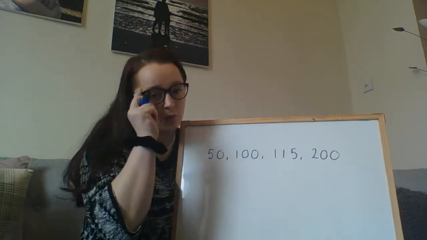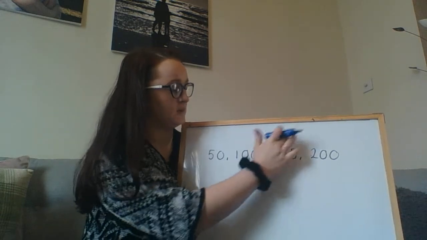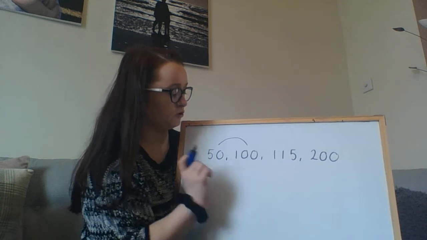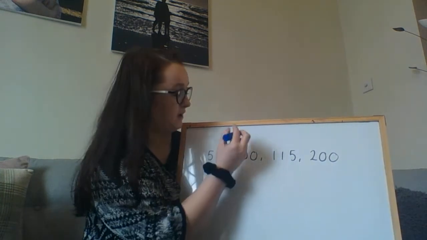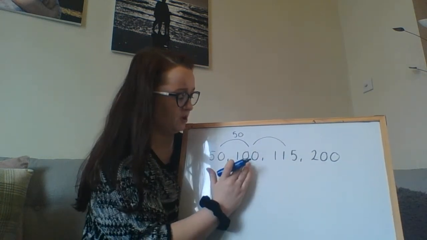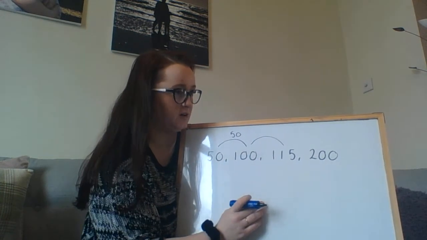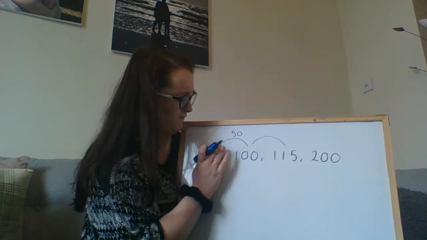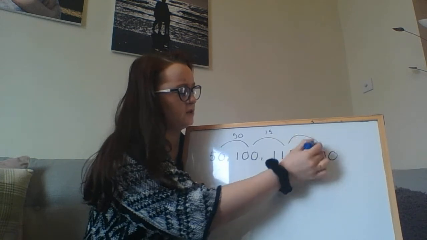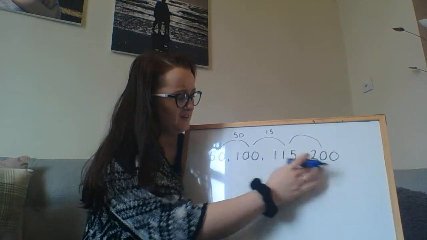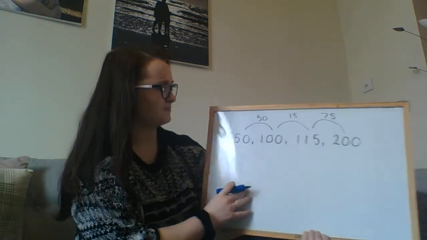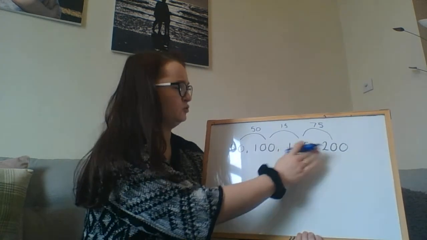Now, what we're going to do, we're going to have a look at the difference between the numbers. So if I have a look at this number, from 50 to 100, we know that the difference is 50. And then we do this one, from 100 to 115. That's 15. 50 and 115, I wonder what's right. And then if we have a look at this one, that's 75. Now, what number do you think we should be counting up in?